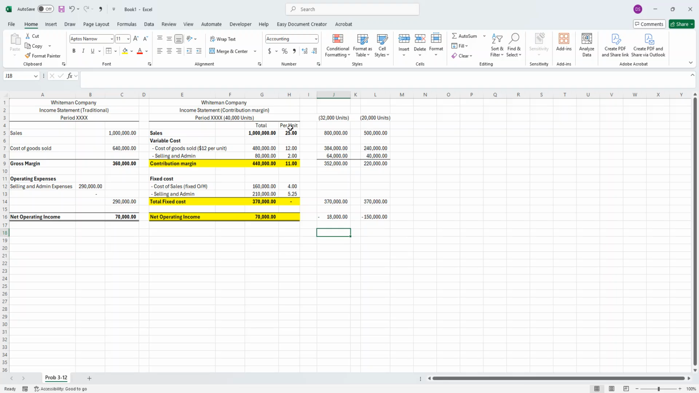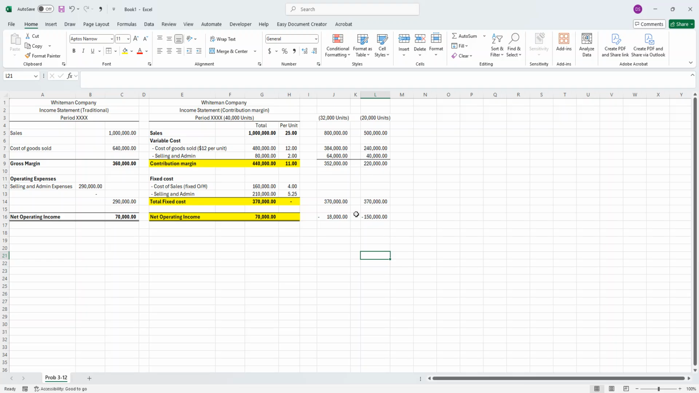And the same thing you can do with this. If your sales decreased by 20,000 units, you see that your contribution margin is 11, so 11 times 20,000 is $220,000. So you see that your operating income went down by $220,000. And you see how this helps the management to do the analysis for the future.